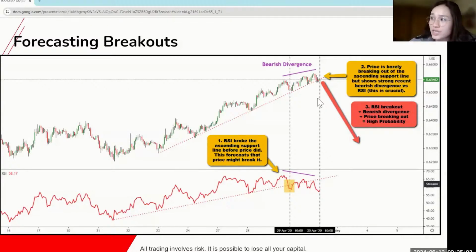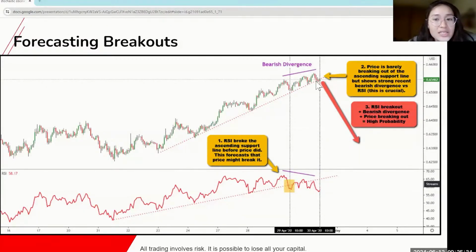Second point is that price is barely breaking out of the ascending support line. If you look really closely, you can see it kind of just peeking out below it. But it shows a strong recent bearish divergence versus RSI. So you see price making a higher high, whereas on our RSI, it's making a lower high. So that's your bearish divergence. So we have 3 points now: the RSI breakout over here. Secondly, we have a bearish divergence. And lastly, we have price just breaking out a little bit.